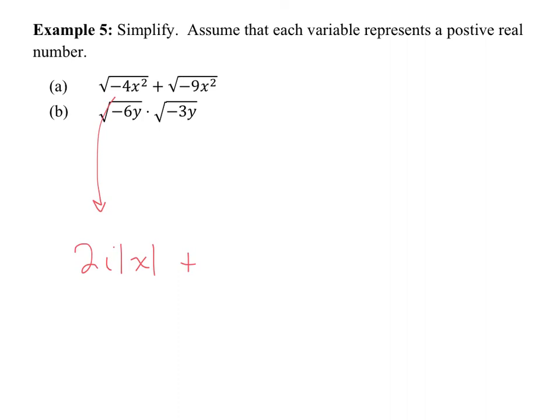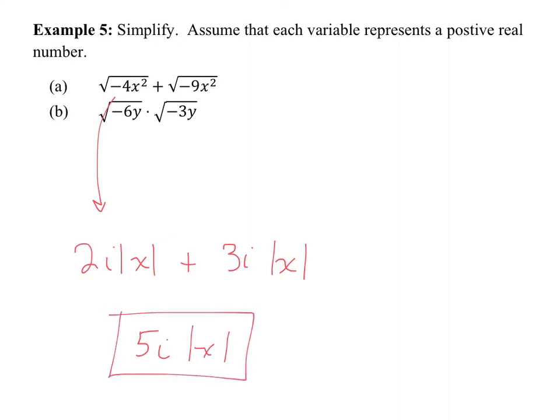All right, I'm going to leave it that way because we have that variable part there. Then I get negative 9, which will give me 3i absolute value x. So we've got 2i absolute value x plus 3i absolute value x, which gives me? 5i absolute value x. Okay, just summing these together like we would normally.